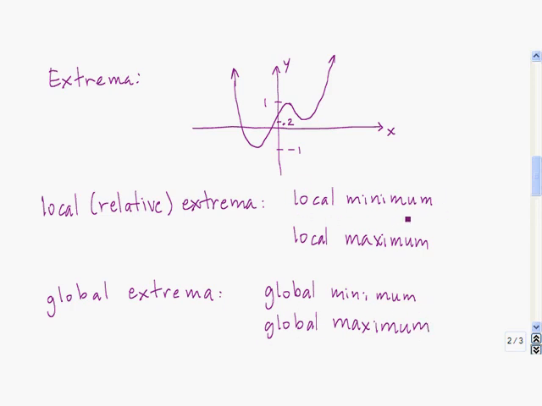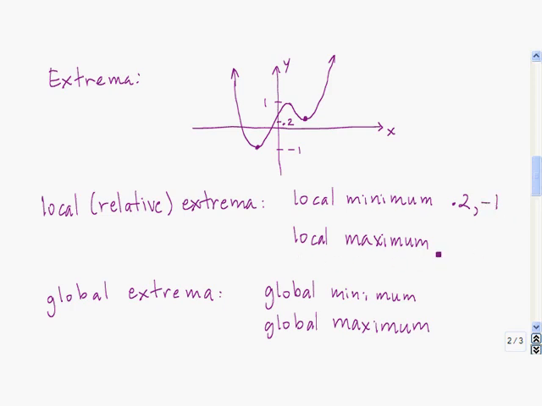Let's start with the local minimum. A local minimum is a point on the graph where all neighboring y values are higher. So this one right here, if you look at all the neighboring y values, you see that this y value here is the smallest. So this y value, which happens at 0.2, is a local minimum of this function. This function also has another local minimum, a y value where all neighboring y values are higher. And that's this y value here, which happens at −1.